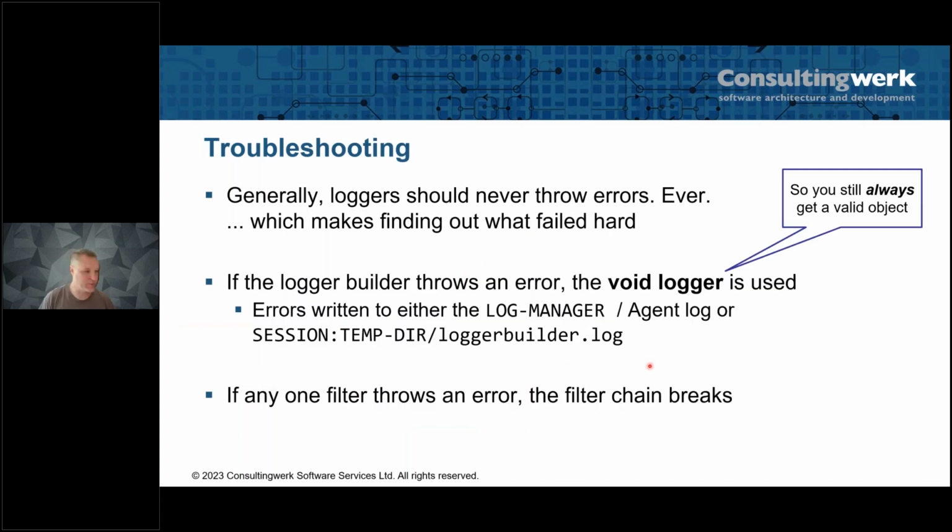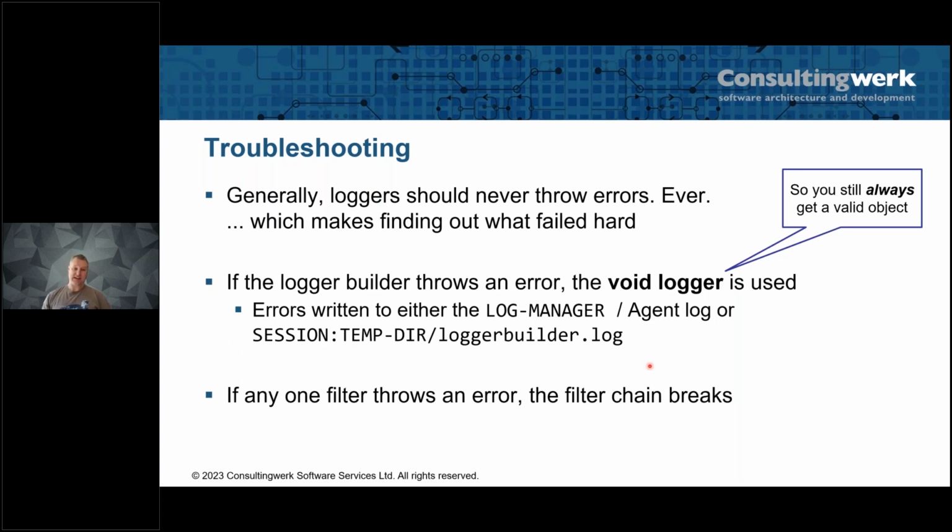The last brief thing to look at is troubleshooting. One of the principles of loggers is that they shouldn't throw errors. You don't want your loggers throwing errors, because that just pollutes everything. You have no idea where an actual error came from. So most of the logger code just does a catch and swallow of whatever those errors might be. But that makes finding failures really, really hard. As I've mentioned a couple of times, you always get a logger back. You might get a void logger, but you always get a logger back. So if there are some issues in the logger builder somewhere, then the void logger is returned, and you get that valid object.